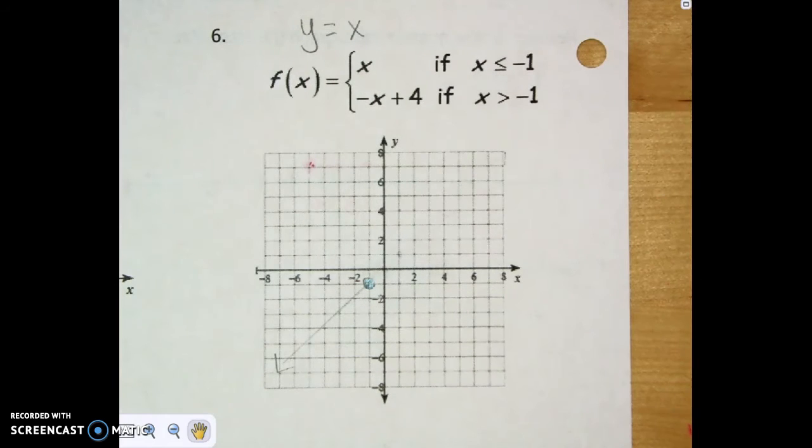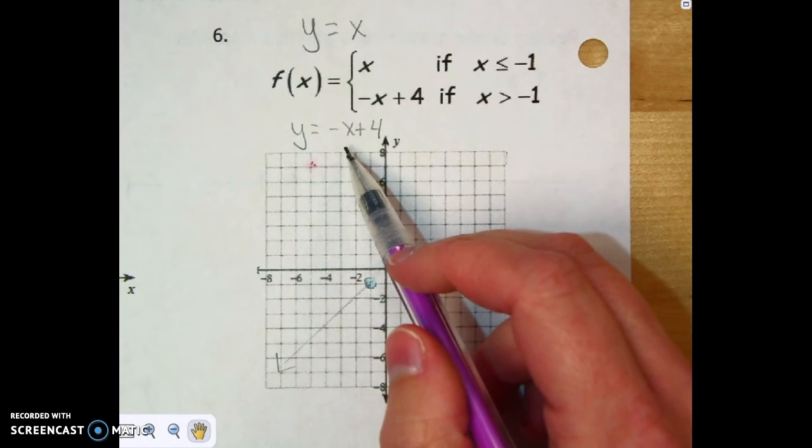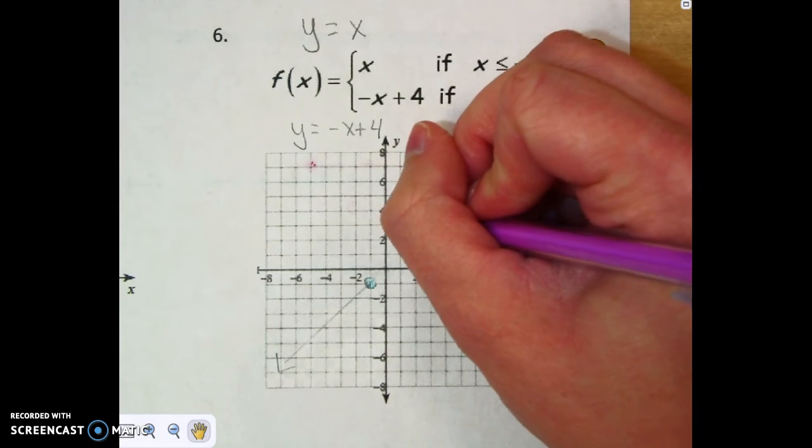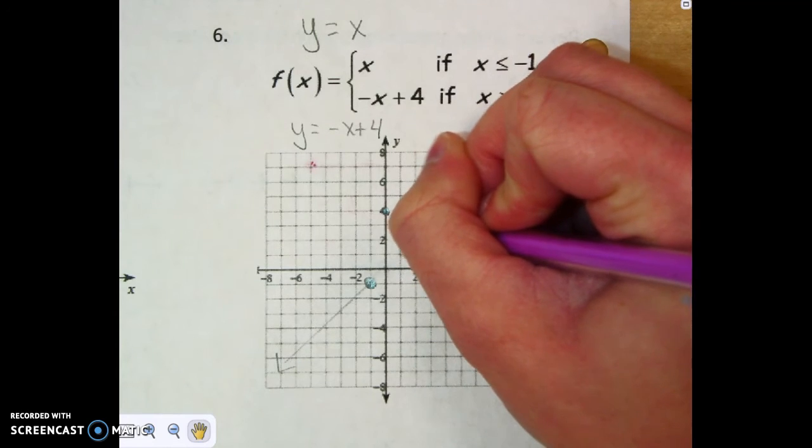Okay. Have you graphed the second one yet? No. Okay. Go ahead and graph the second one. Okay, so you should have graphed y equals negative x plus 4. You should start at 4 and go down 1 over 1. Right?